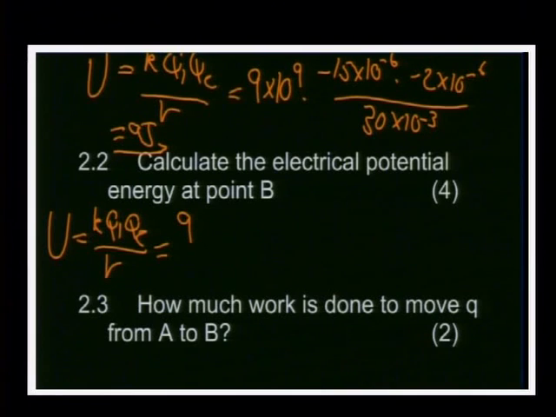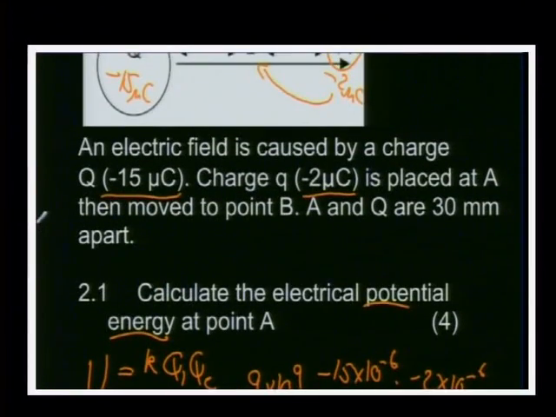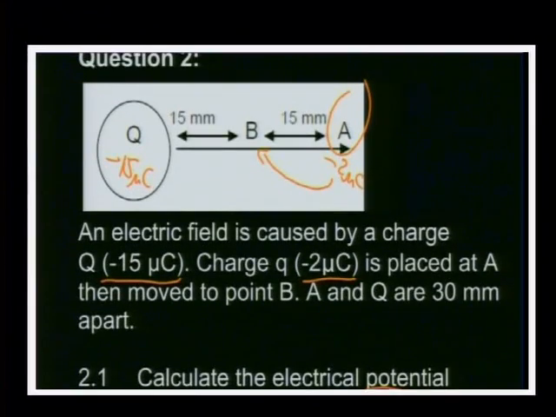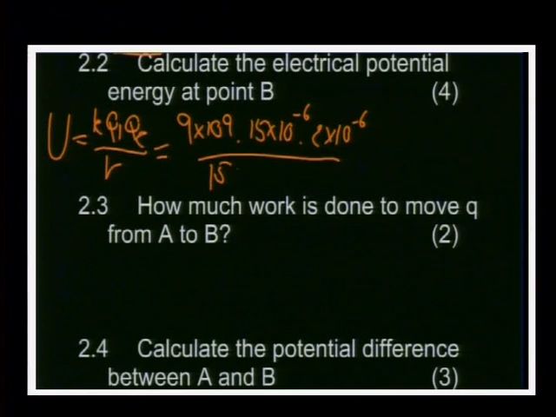So we substitute 9 times 10 to the 9 times 15 times 10 to the minus 6 times 2 times 10 to the minus 6 over, not 30 this time, but at point B, which is halfway through that position. It's only 15, so it's 15 times 10 to the minus 3. Don't square it in this case. This time, when you substitute into the calculator, you find that you get 18 joules.